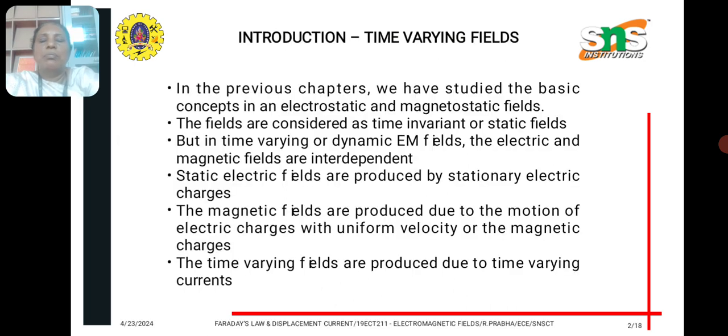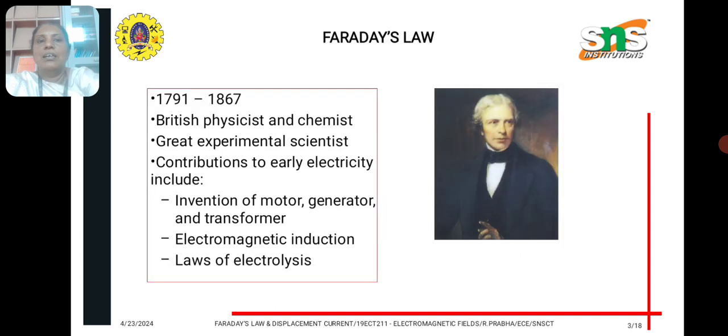So, the topics we have discussed earlier are based on electrostatic and magnetostatic fields. The electrostatic field is due to stationary electric charges, and the magnetic fields are due to motion of electric charges with uniform velocity or due to magnetic charges. But in this topic we are going to study time varying fields. These time varying fields are produced due to time varying currents.